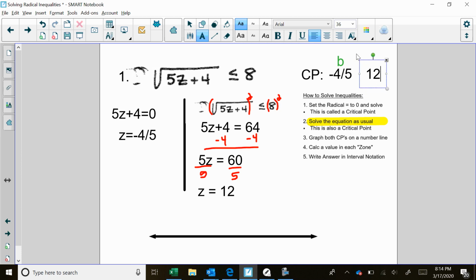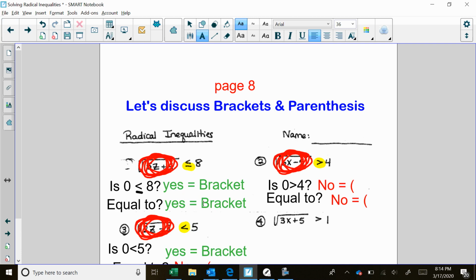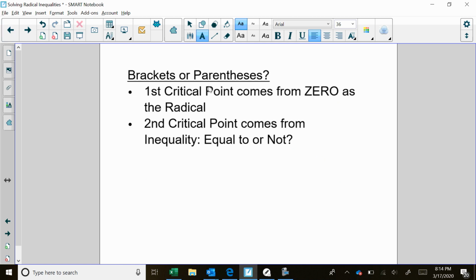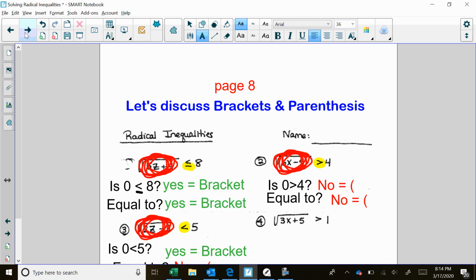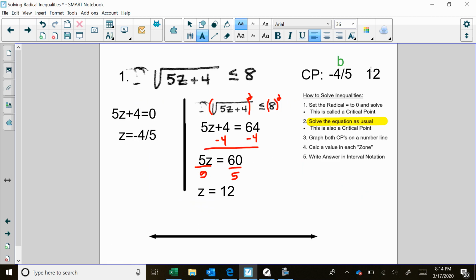All right, so we go back, previous page. Our second critical point is also a bracket. So our first one was a bracket, our second one is a bracket. And if you're not keeping up with that, we did that right here. First critical point we found was negative 4/5. Second critical point we found was 12. So here we are. We have our two critical points. And this is also going to get a bracket. Okay, we have our two critical points.